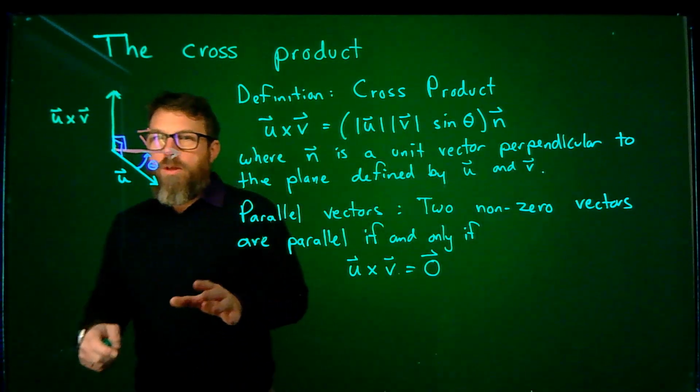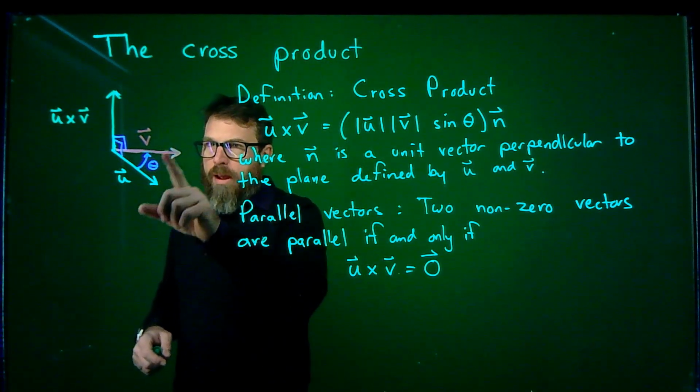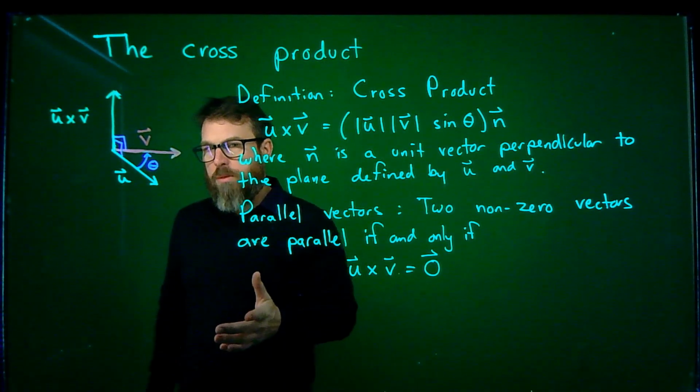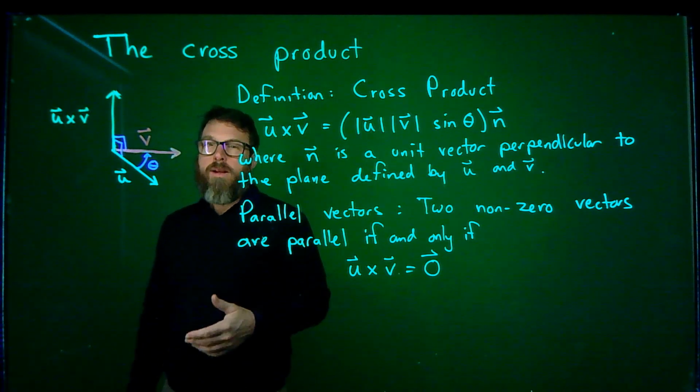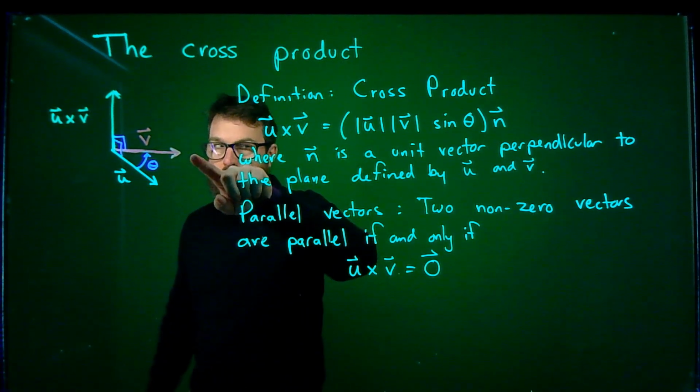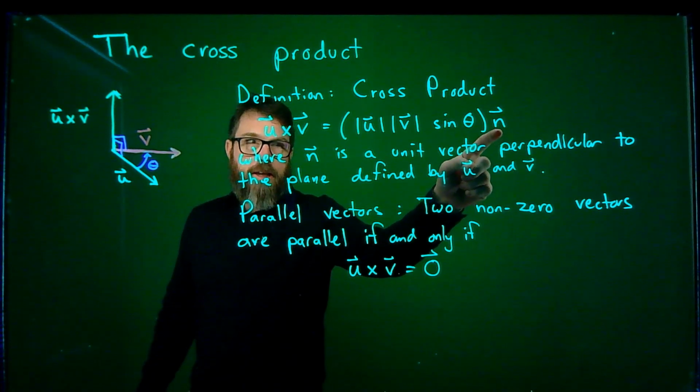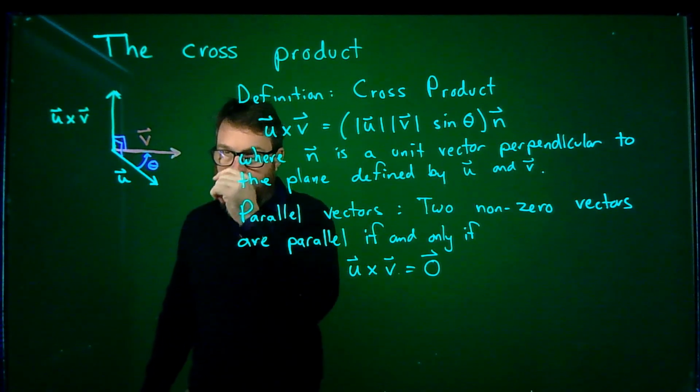So when we have the u vector and then we have the v vector, if I want to find the cross product, where the cross product is going to give me a perpendicular vector to both u and v, that's why we are multiplying it by this n, which happens to be perpendicular to both of these vectors.